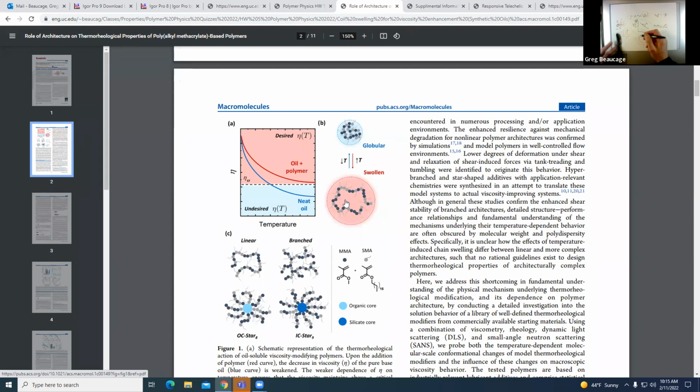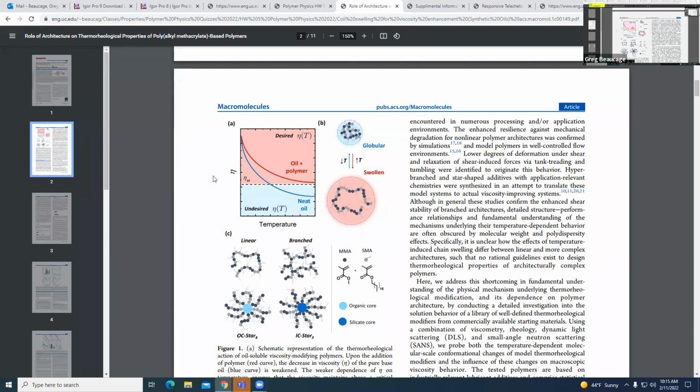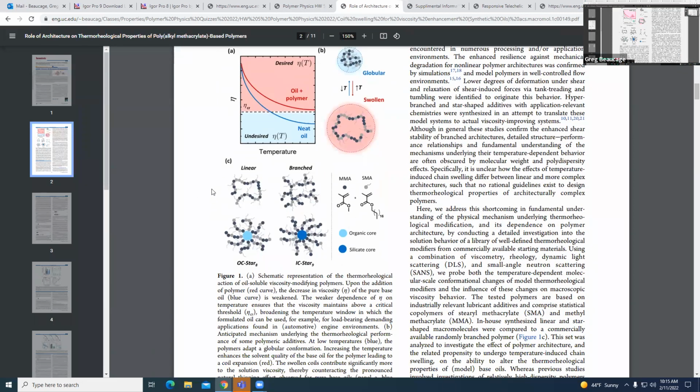It means you have a huge drop in viscosity. It's just going to take a dive. And that's not good for your motor. Right? So you can add stuff to it. One thing you can add is this polymer that undergoes a phase transition. Okay, so I'll go back over there.